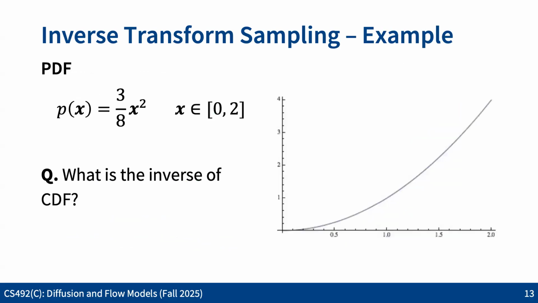Very simple. So let's do some kind of exercise. You don't need to upload this. You can just play with this. Given this PDF, 3/8 of x squared in this range, how are we going to sample from that specific PDF? Let's try to calculate this. If you have a pen and paper, try to solve this and see what you get. Let me give you a couple of minutes.